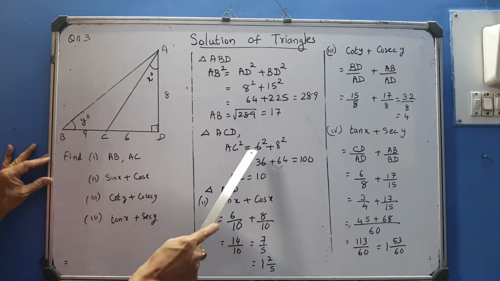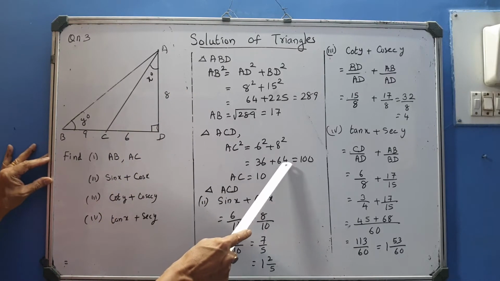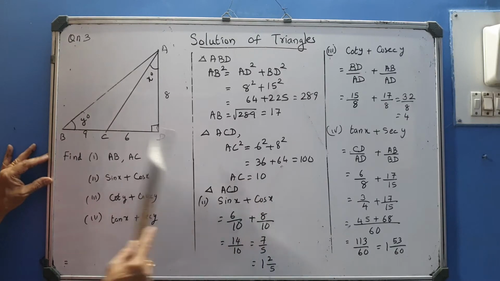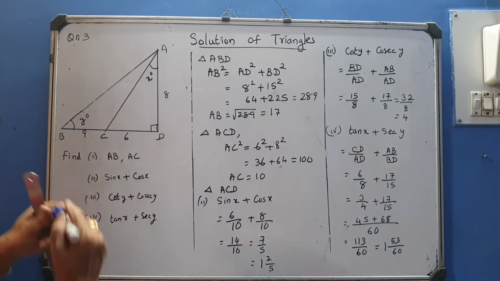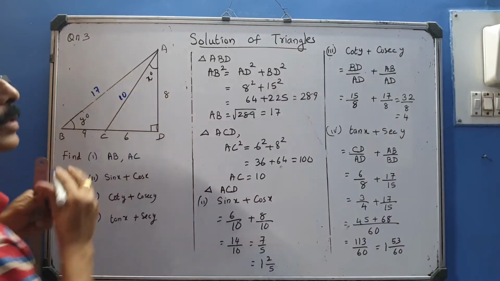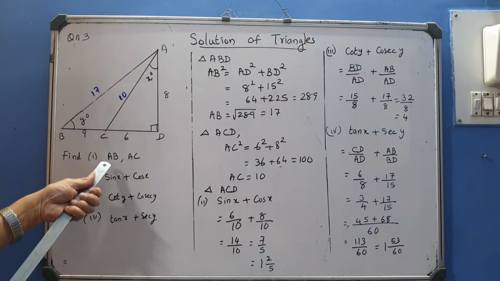Now coming to the triangle ACD, again using Pythagoras theorem, AC squared is equal to 6 squared plus 8 squared. 6 squared is 36 plus 64 gives you 100. So AC is root of 100, which is 10. So we got this to be 10 and this to be 17. So we answered the first part.